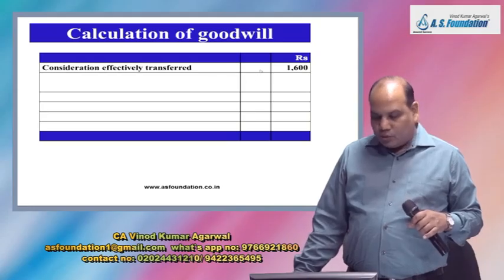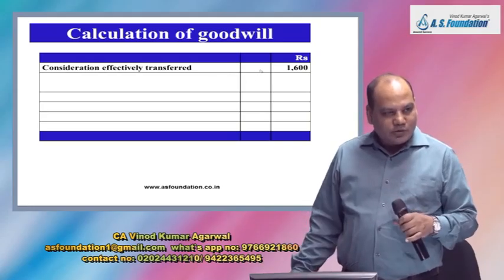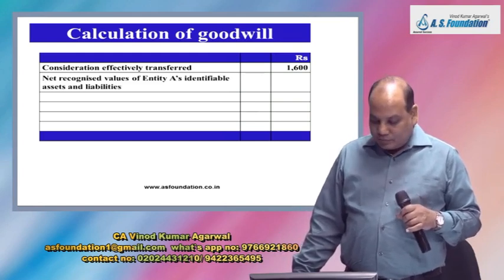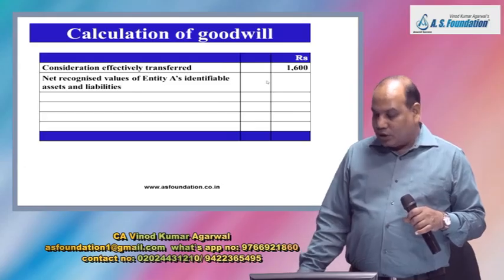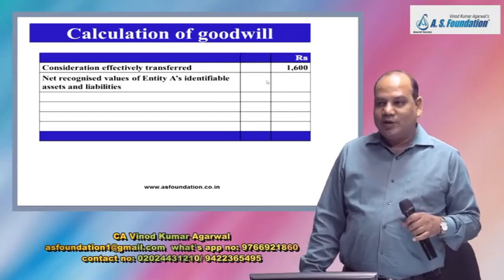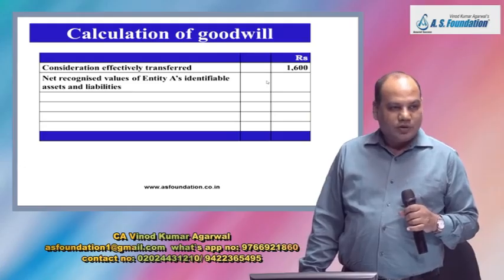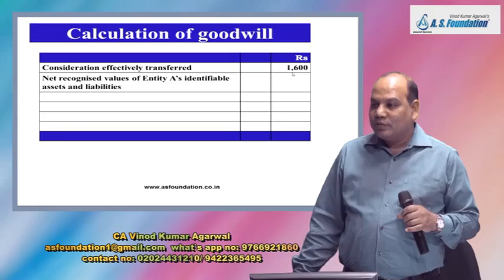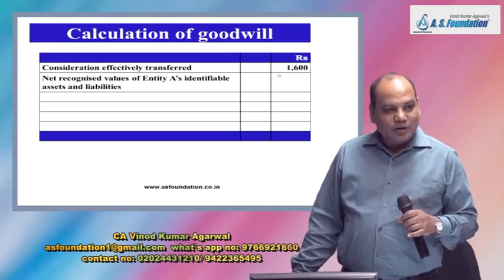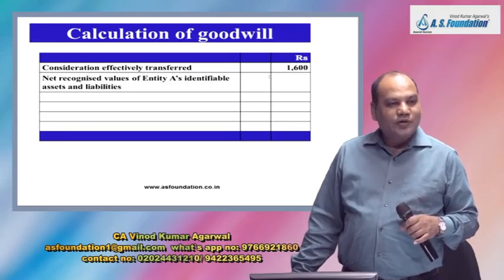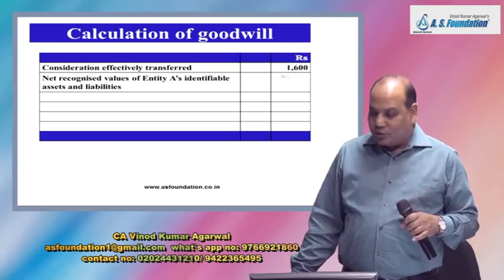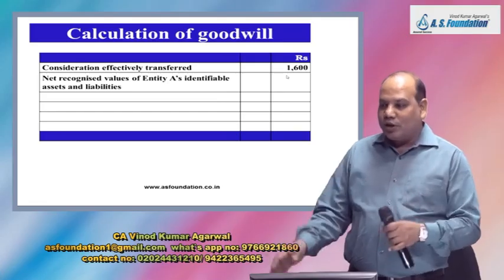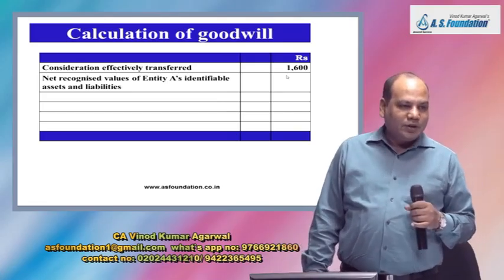Now this is the value of 100% share, yes or no? This is the value of 100% share. One student had asked me, sir, why are we not adding NCI also? Good question, but there is no need. This is the value of 100% of the company. When do we add NCI? When this value is for 80%, 70%, 60% share. This is already the value of 100% consideration.